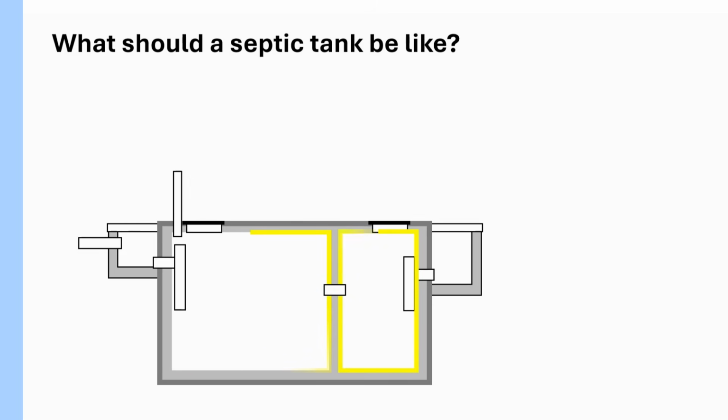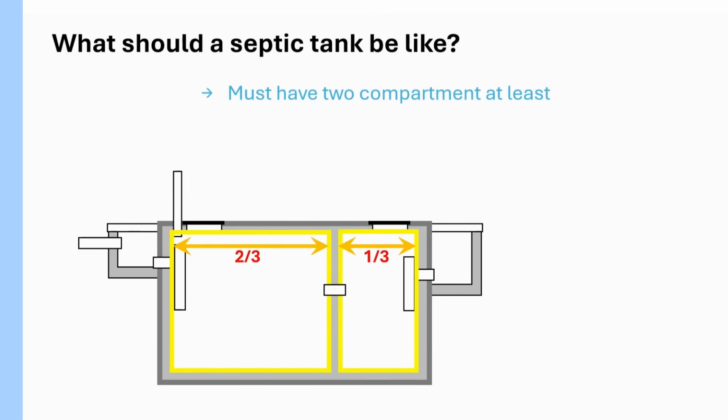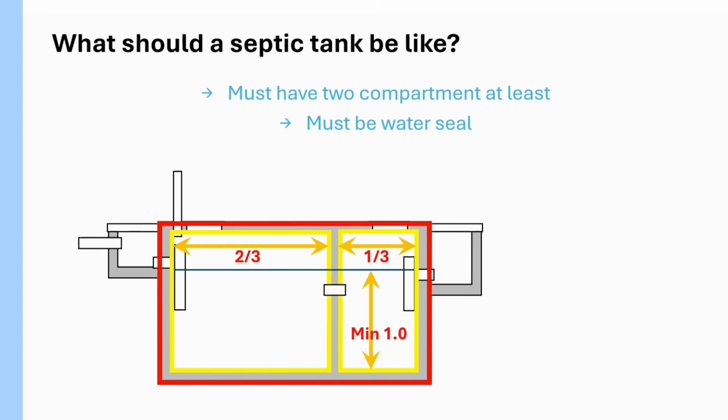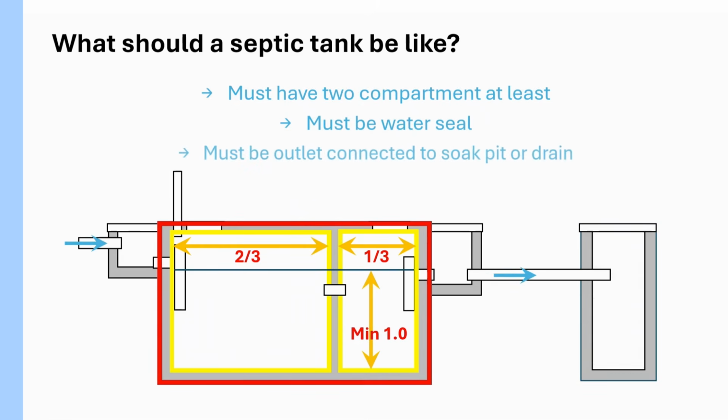A properly designed septic tank should have at least 2 compartments and should be water sealed. As illustrated here, the first chamber generally occupies about 2/3 of the tank's length, while the second chamber occupies the remaining 1/3. The outlet then carries the effluent to a soak pit or another appropriate drainage system.